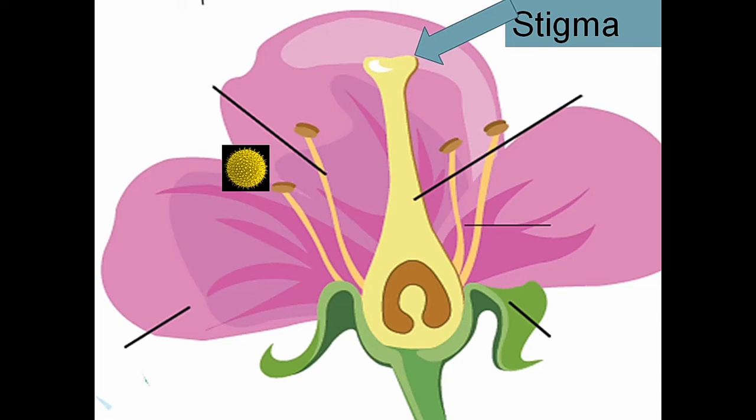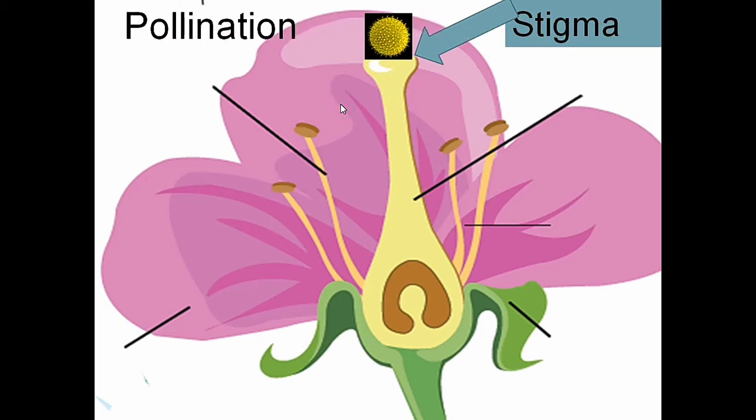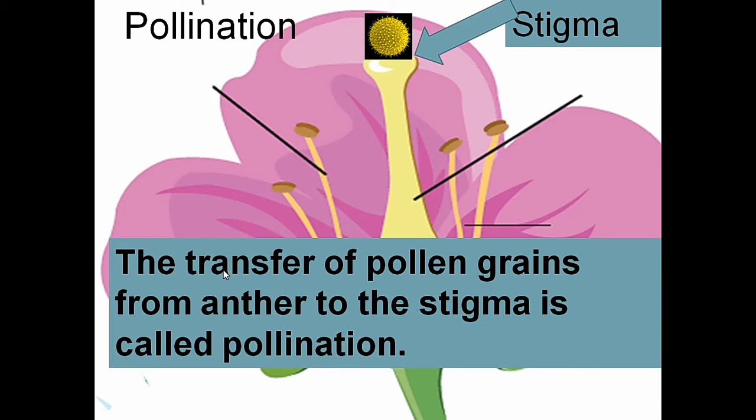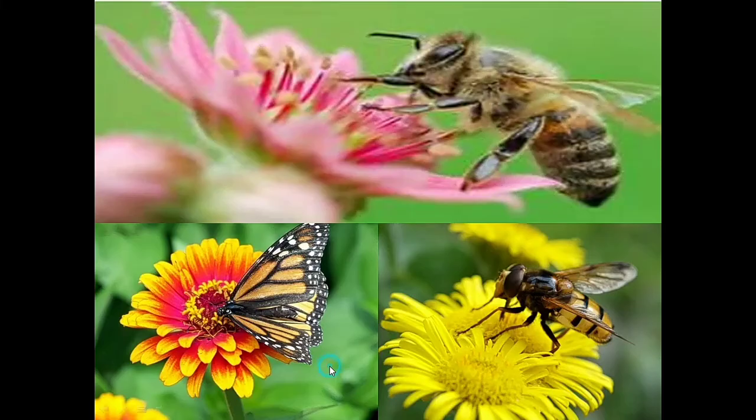Now let us see how pollination takes place. The pollen grain moves and falls on the stigma by any one of the various means. This process is called pollination. Transfer of pollen grain from anther to the stigma of a flower is called pollination.